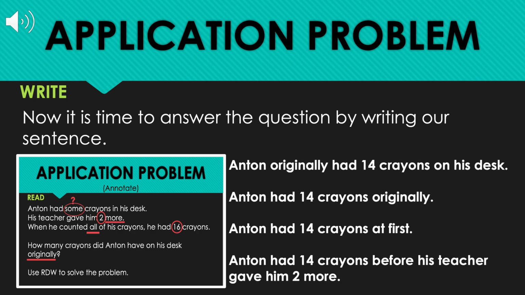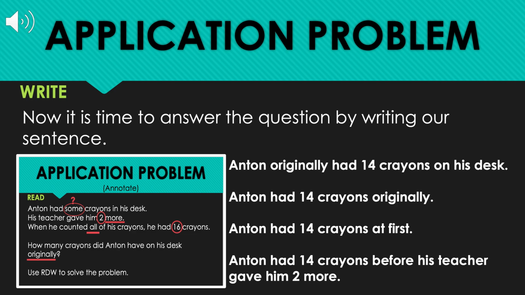Please remember that when we use RDW, it is very important to use a complete sentence. Just saying Anton had 14 is not enough. Anyone reading your paper wouldn't know what he had. He could have 14 monkeys, 14 tacos, or 14 stickers. So please remember to reference the item in your application problem when writing your answer. In this case, it was crayons. So if you included the words or phrase 14 crayons in your answer, you answered your question completely and accurately.